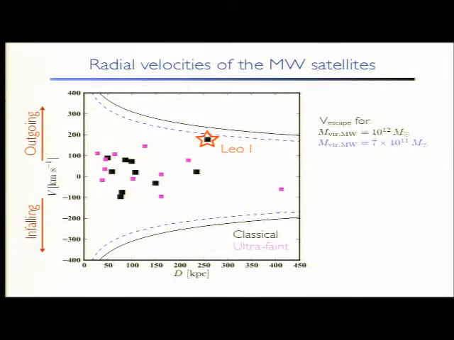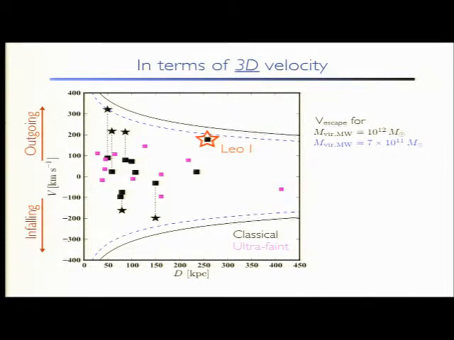Okay, just so we can also see what the newly discovered satellites, the ultrafaints, look like on this plot, I've thrown them up here in magenta. So they look fairly similar. So I think the satellite population, at least that's traced by the classical satellites, doesn't look crazy relative to the ultrafaint satellites. But what we'd really like to know is the three-dimensional velocity of these things, not just the radial velocity. And this has actually been measured via proper motions for a small number of the Milky Way satellites.